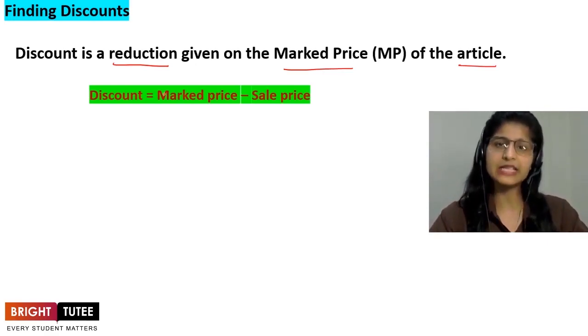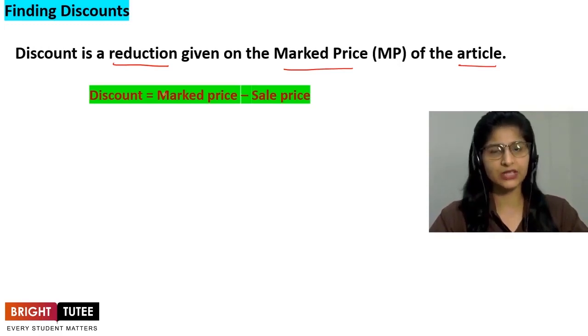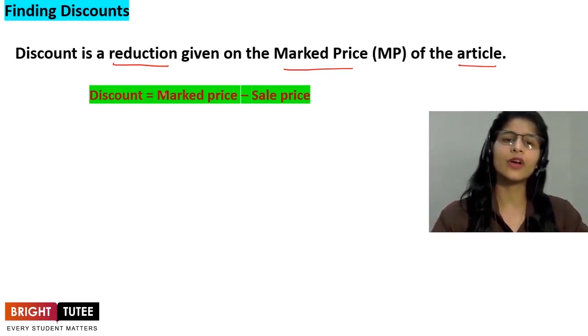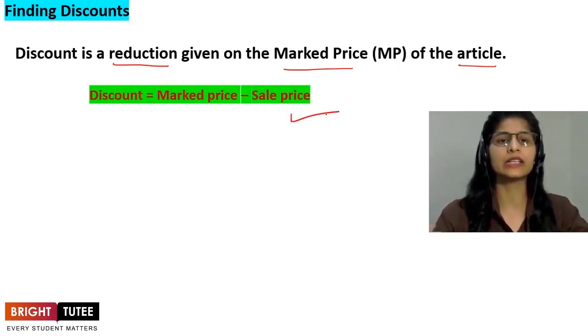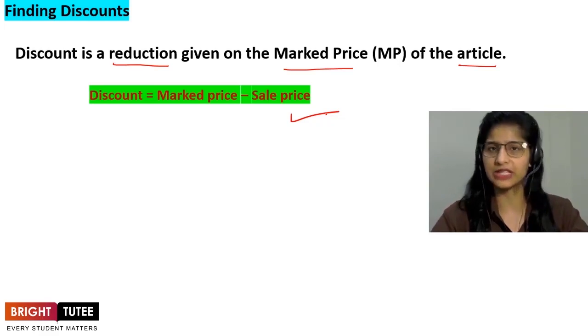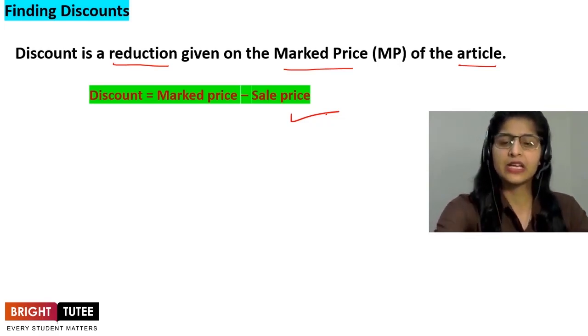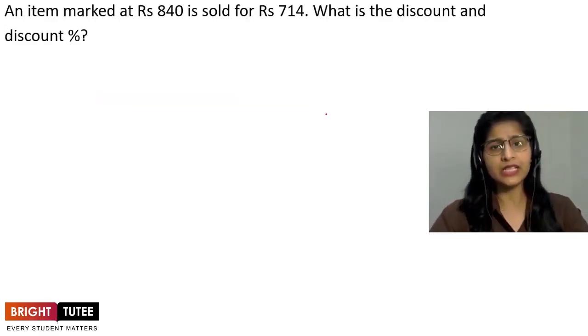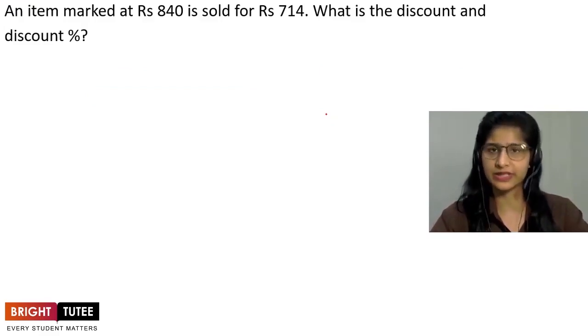It is marked price minus sale price, or we say selling price. Clear? So this is what discount is, and this is the formula you need to remember for finding out discount in the questions that we will be following up in the chapter. Clear? So now see here. Here is one question to teach you how to calculate discount and its percentage.